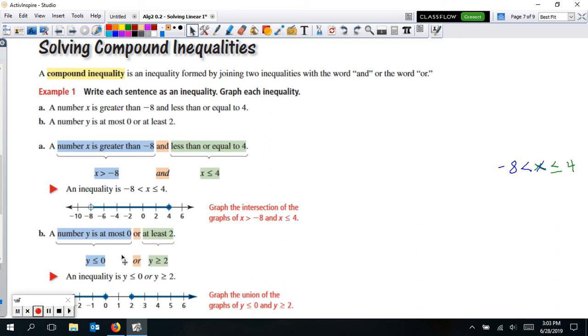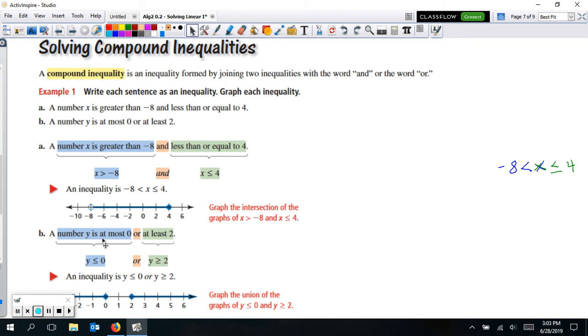Now the next one, B, has the word or in it. So here's your first inequality: y is at most 0, or y is at least 2. So remember, you think of y as this or this. This one is an or instead of an and.